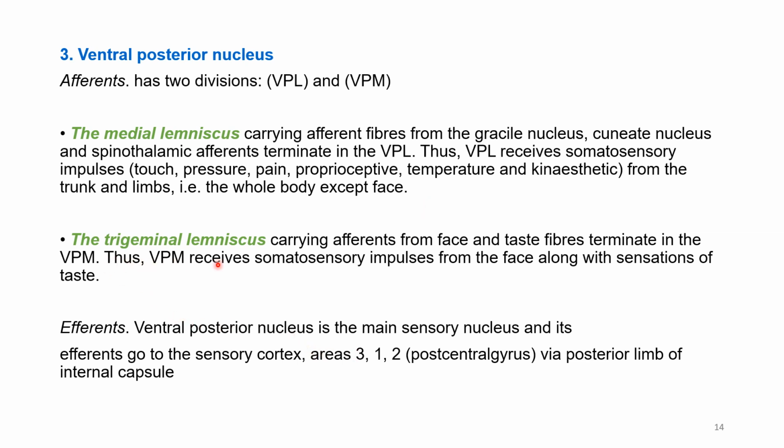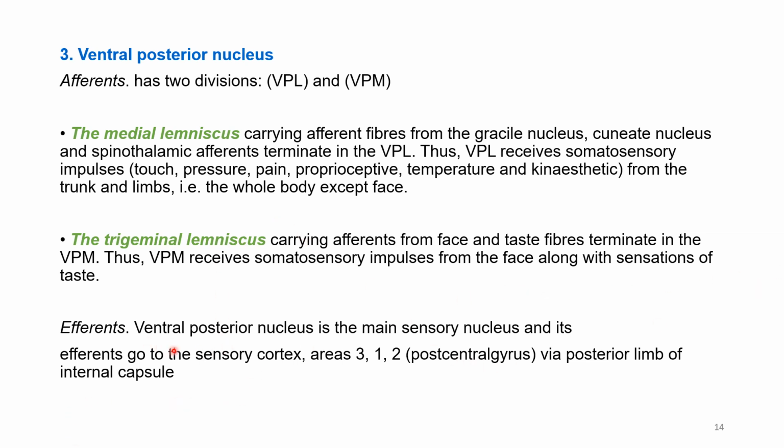Then coming to the trigeminal lemniscus. It will carry afferents from the face and taste fibers. These will terminate in the VPM. Thus, the VPM receives somatosensory impulses from the face along with the sensation of taste. So two lemnisci are important, the medial lemniscus and the trigeminal lemniscus. The efferents will go to sensory cortex areas 3, 1, 2, which are present in the post-central gyrus, via the posterior limb of the internal capsule.